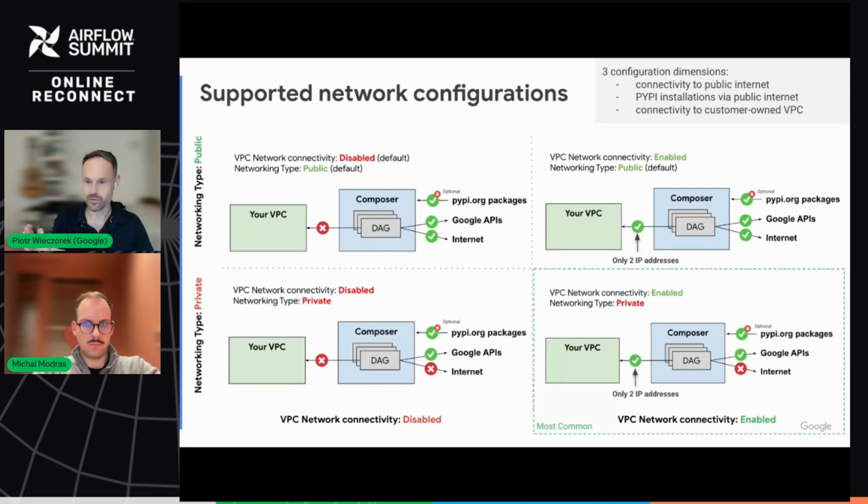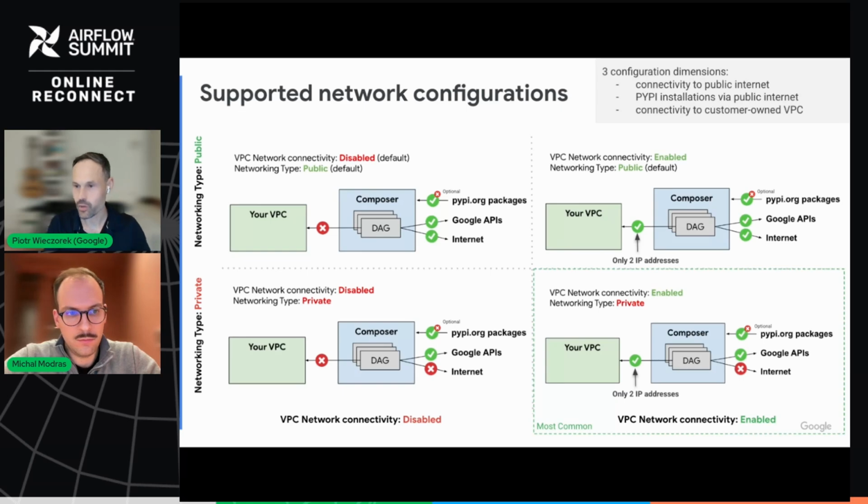And this is the difference between left and right. The most common one is the bottom right one, where networking type is private, so that it's not exposed to the outside world. And at the same time, it is connected to your VPC network. One additional optional decision that you can make is whether your environment will have exposure and connection to PyPI.org.